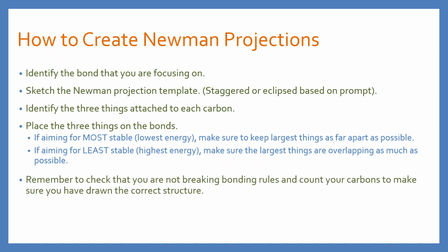Remember to check that you're not breaking any bonding rules and count your carbons to make sure you have drawn the correct structure. The number of Newman projections that I have graded that have way too many sticks is just astounding. So stick to the template that I gave you on the previous page and draw that first so that you don't end up going a little crazy trying to figure it out.